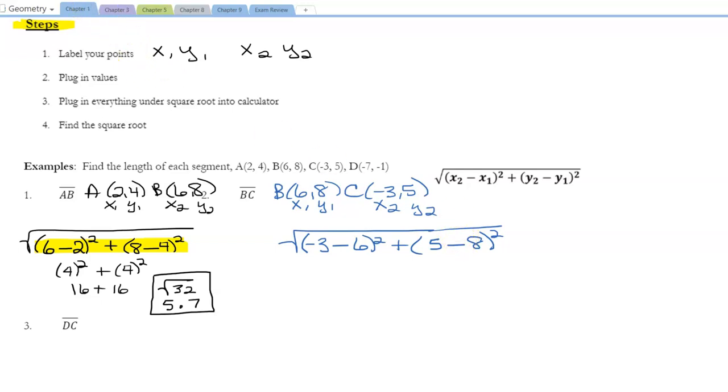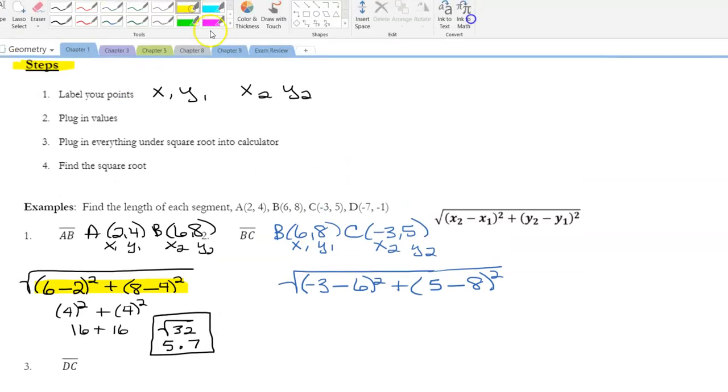Okay, so again, we're going to figure out what's underneath. What I'd like you to do is either plug that in your calculator or do the math steps, and then press play when you think you're ready.